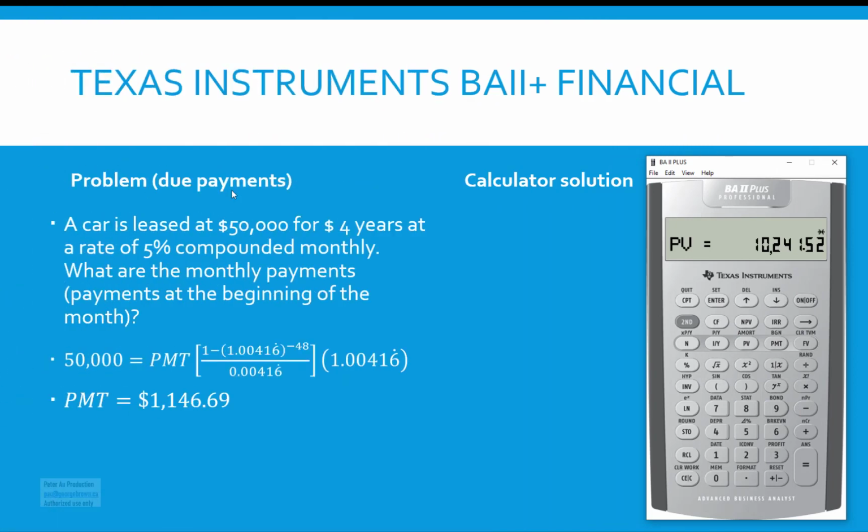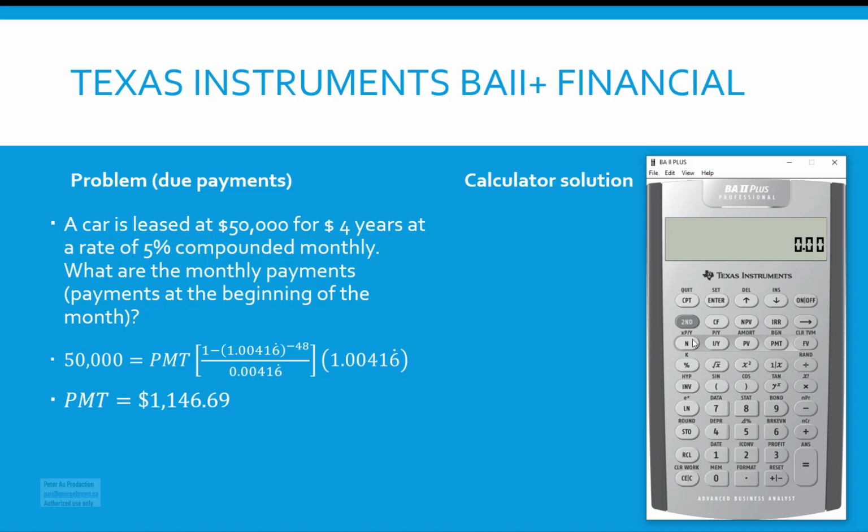This is an example of a due payment, or an annuity due. A car is leased at $50,000 for 4 years at a rate of 5% compounded monthly. What are the monthly payments? The payments are at the beginning of the month. The mathematical solution is as shown.